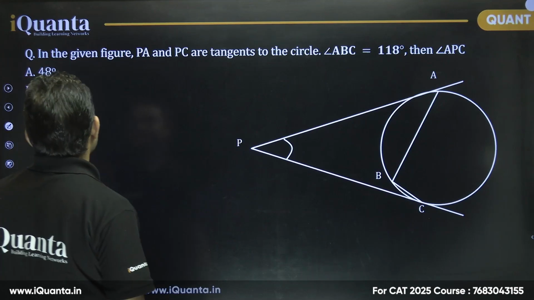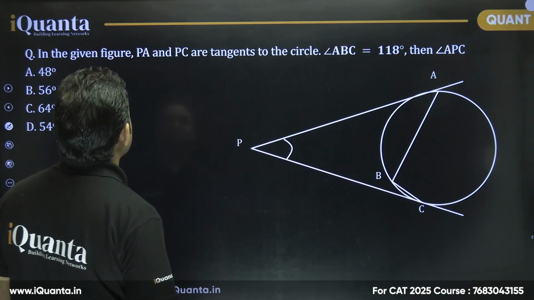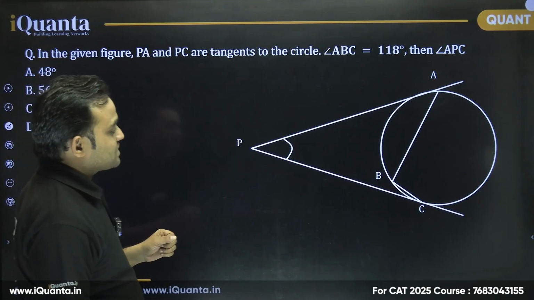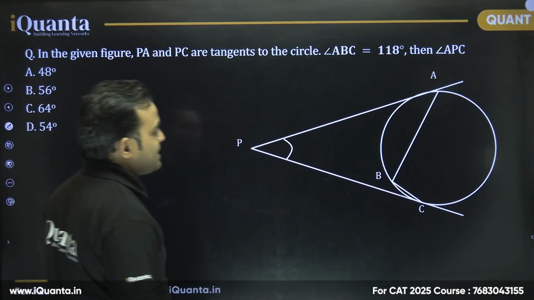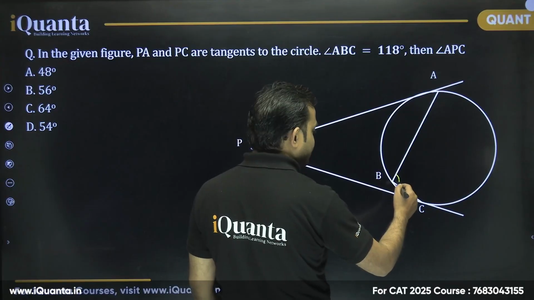Next question, it says in the given figure, PA and PC are tangents to the circle. PA and PC are tangents to the circle. Angle ABC is given, which is 118 degree.